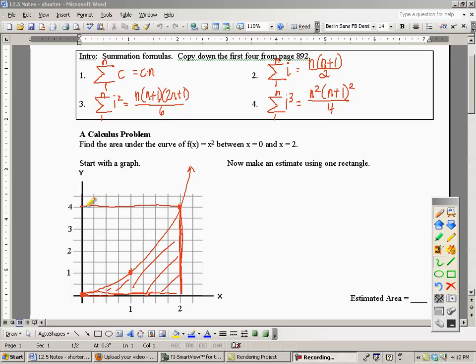Okay, so if I look at the area of a rectangle, I know that the area is length times width. Well, if I look at the length, I'm going from 0 to 2, so it has a length of 2. The width, or height maybe is better, at 2 squared, I get 4, so 2 times 4 is 8. So the area under the curve is 8 units squared.